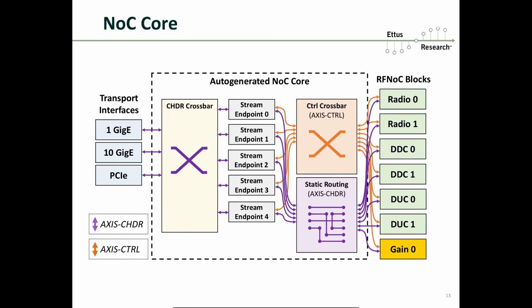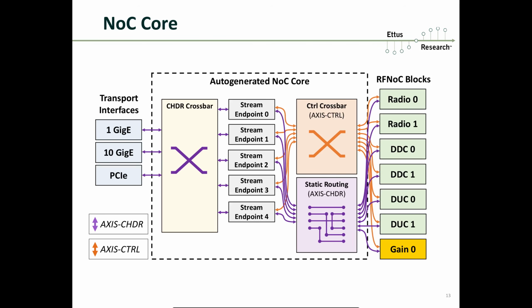Here is a block diagram of the internals of the noc core. And it is a little simplified. There are some parts that are left out, but this is most of what's inside there. On the left, we have the transport interfaces that move data to and from the USRP. Specifically, these are interfaces taken from the X310, so we have 1 gigabit Ethernet, 10 gigabit Ethernet, and PCIe.